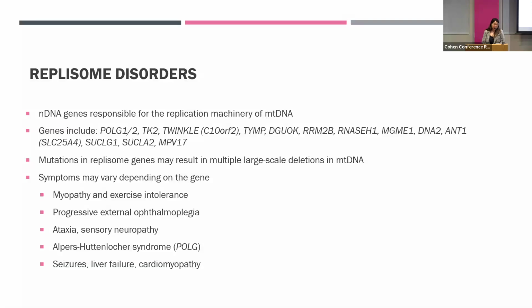They can have a myopathy and exercise intolerance. They can have progressive external ophthalmoplegia in these ones as well. Ataxia, sensory neuropathy, and then with POLG, there's an infantile or childhood onset severe phenotype called Alpers-Huttenlocher syndrome, associated with seizures, liver failure, and cardiomyopathy.